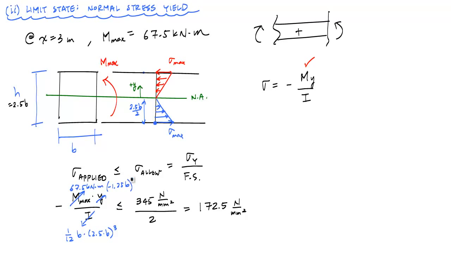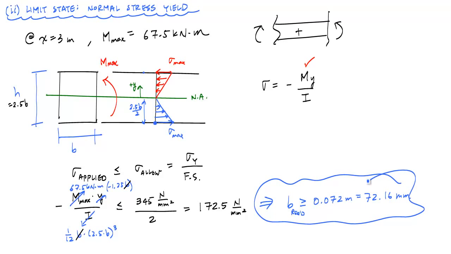And if I do some basic algebra, so the b's here cancel, bam, bam, right there, and I solve for b, what I'll get is b is greater than or equal to 0.072 meters, which is the same as 72, well, with the significant figures, 72.16 millimeters. And so that means in order for me to satisfy this normal stress basic design relationship, I need to have a width of this cross section, b, I'll call that b required, greater than or equal to 72.16 millimeters. So this is my requirement for the geometry based on normal stress.